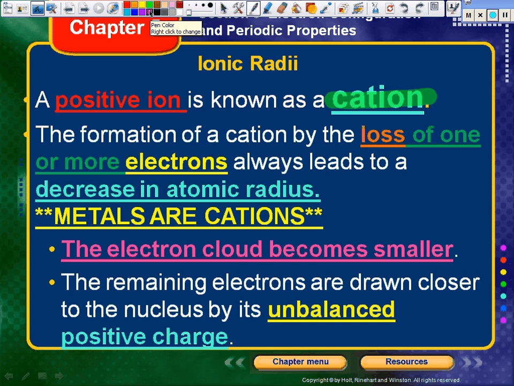Now, here's a way to know that a positive ion is called a cation. When you write the positive symbol, what does it look like? It looks like a plus sign. What letter looks like a plus sign? A T. What's in the middle of cation? A T. That's always going to be your plus. It's going to be your cation.